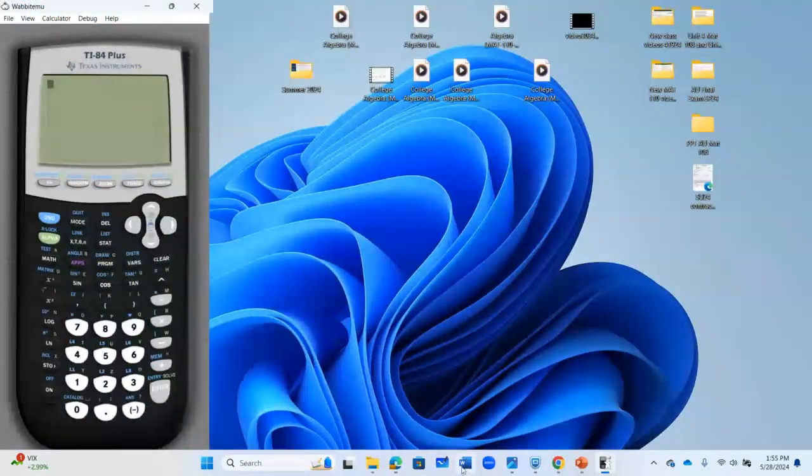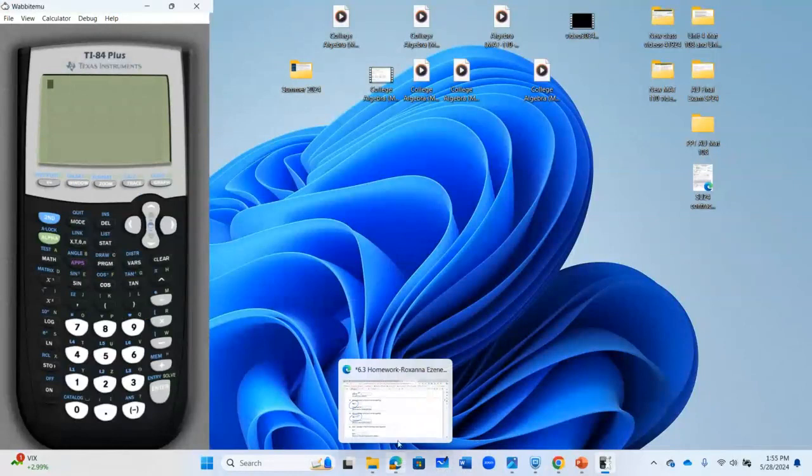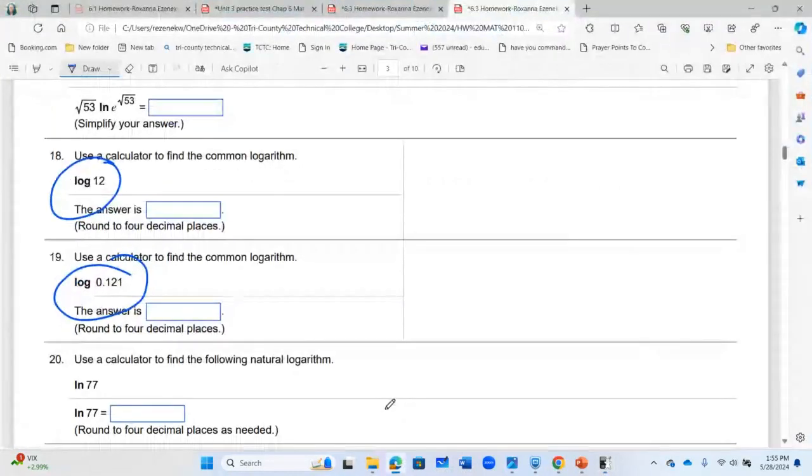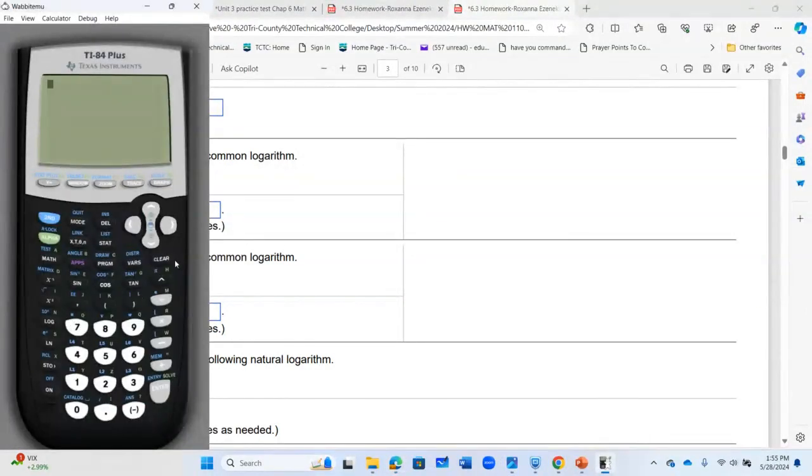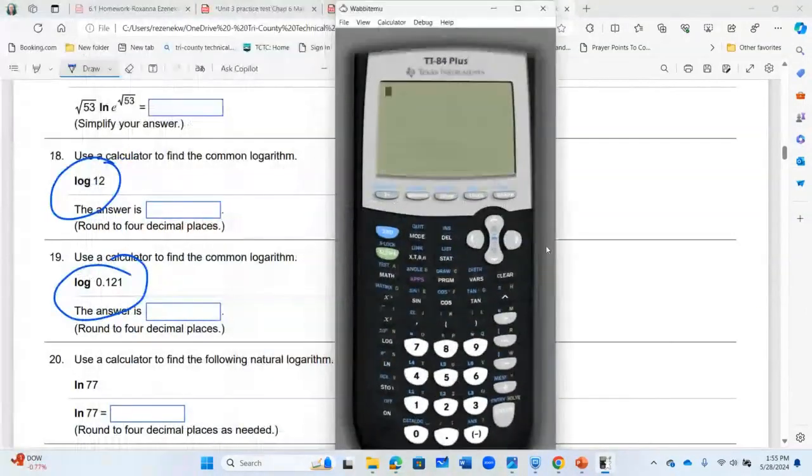All right, so now I am going to answer the question: natural log of 77. Everybody see, whenever the question says natural log, you come over here to ln. Natural log is ln, in other words, log to base e of 77. So 77, close parenthesis, that's it. You enter. It's not that bad.